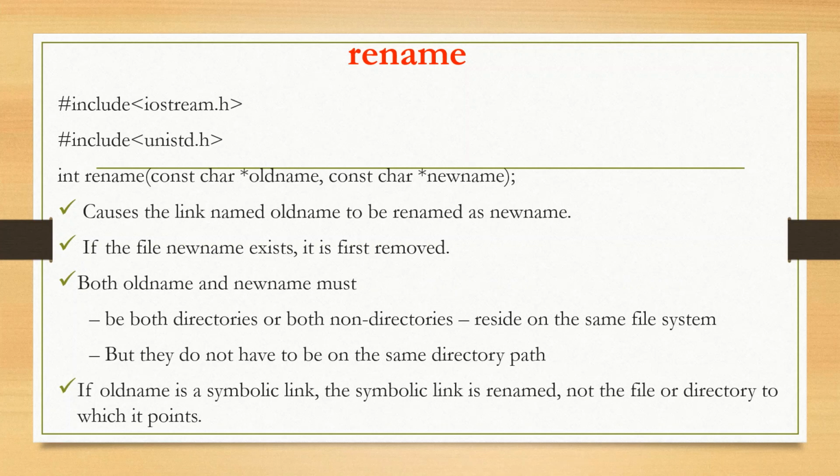This causes the link named old name to be renamed to new name. If the file new name exists, it is first removed. Both old name and new name must be both directories or both non-directories, and reside on the same file system, but they do not have to be in the same directory path. If old name is a symbolic link, the symbolic link is renamed, not the file or directory to which it points.